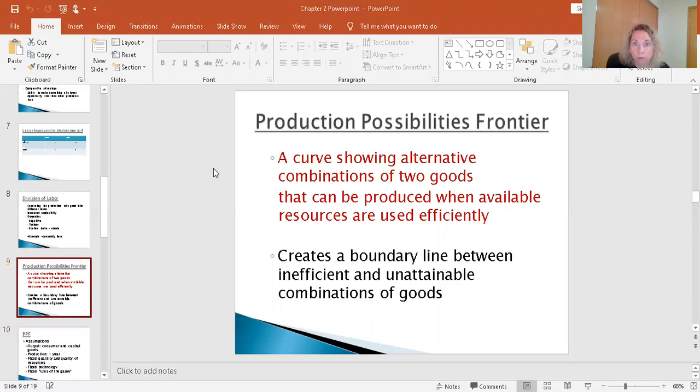Everyone's got a pool of resources. If we were doing a PPF for ourselves as individuals, some of you might have other resources, but our primary resource is going to be labor. So our production possibilities frontier with our labor would be what you and I could produce if we were using our labor perfectly efficiently, not wasting a single second, a single minute of a single day.